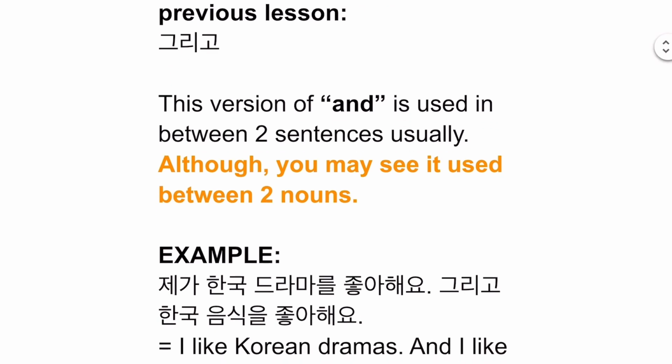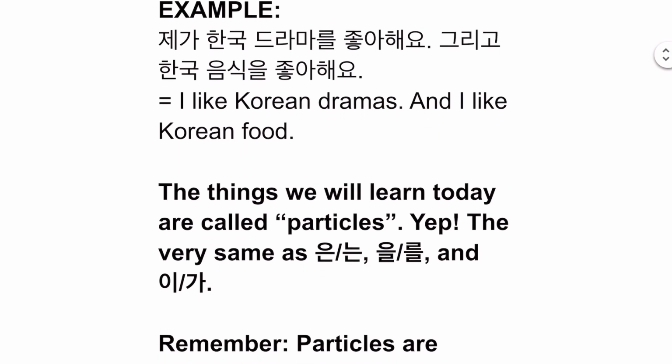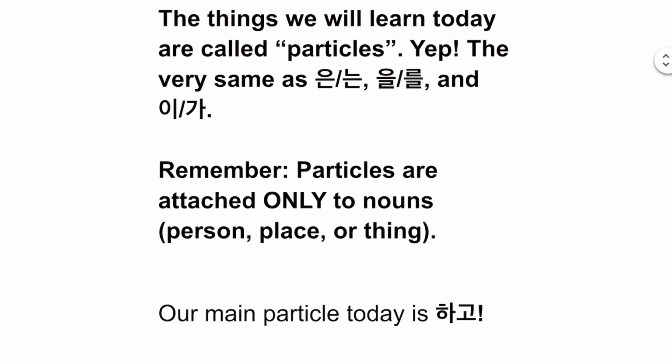This version of "and," you might see used between 2 nouns, but for the sake of what we're learning today, we're not going to use that as much. It's not that common. Here's an example of 그리고. 제가 한국 드라마를 좋아해요. 그리고 한국 음식을 좋아해요. I like Korean dramas, period. And I like Korean food, period. So that is just a conjunction, a vocab word, and a conjunction combines 2 sentences.